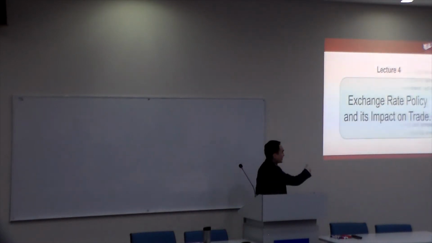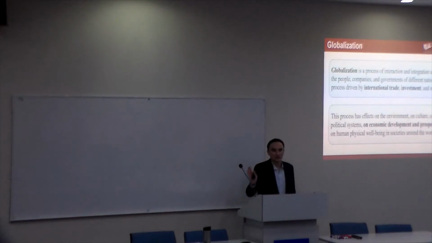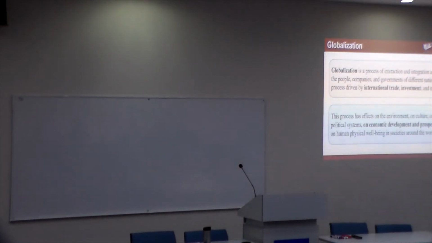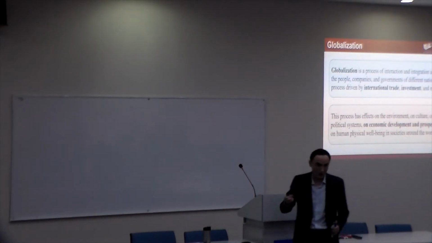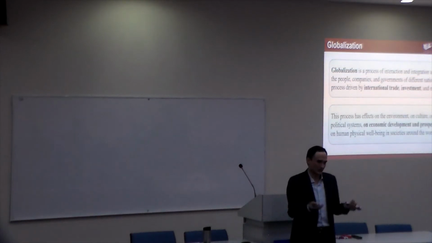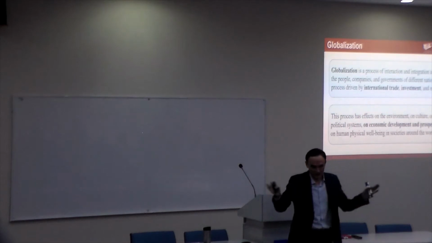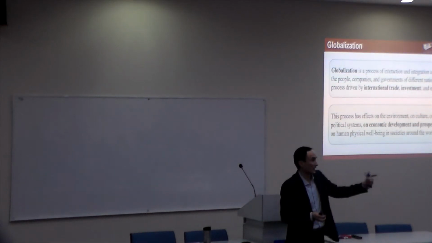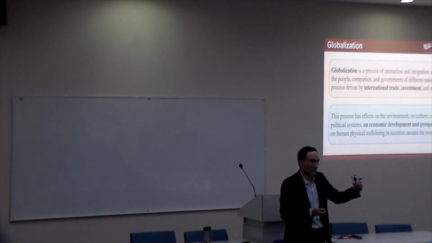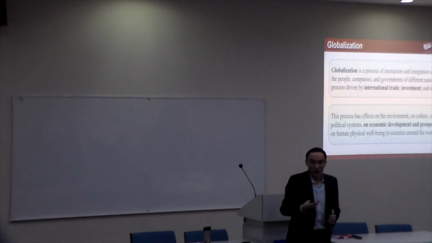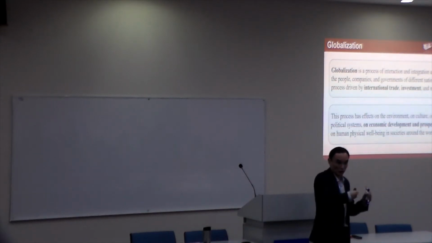So let's discuss what globalization is first, okay? You know what globalization is, right? It is interaction and integration, right? It's the process of interaction and integration among people, companies, and nations. So globalization is now spreading, yes? People are interacting with one another, they are integrating, understanding each other more, becoming similar.